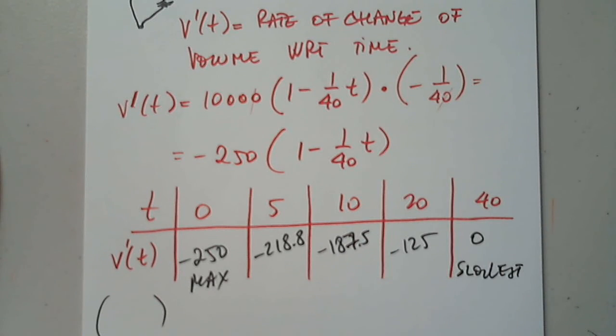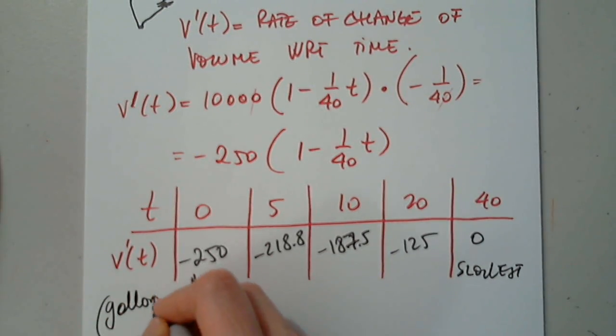So let's look again. Volume is measured in gallons, I'm sorry, I meant to say volume, not velocity. Volume is measured in gallons and time in minutes. So what is the measurement unit for V prime of t? Gallons per minute. Very good.